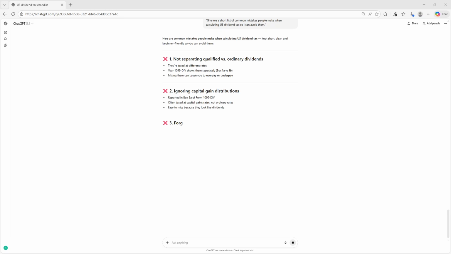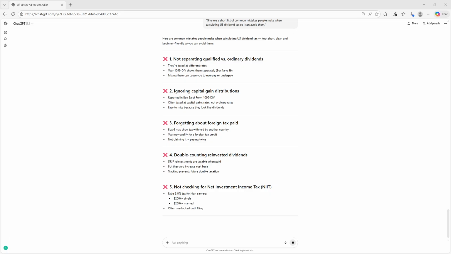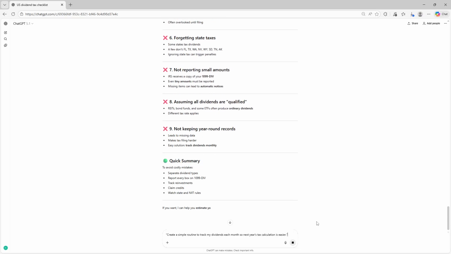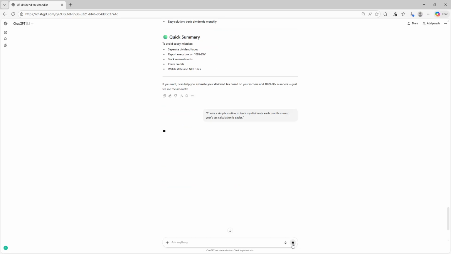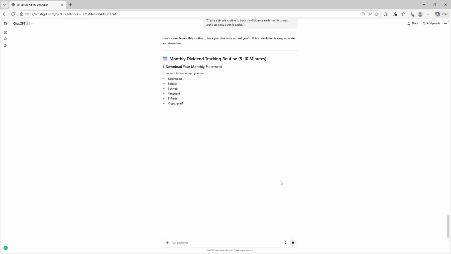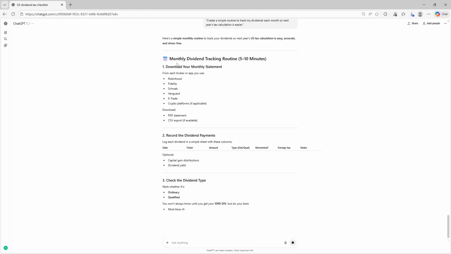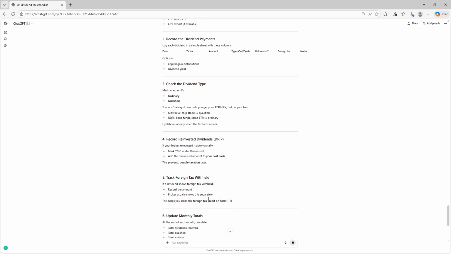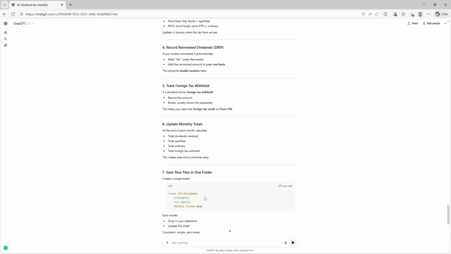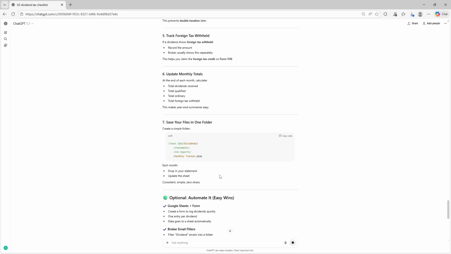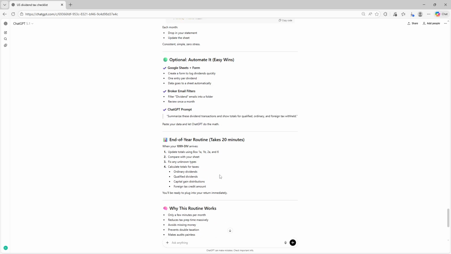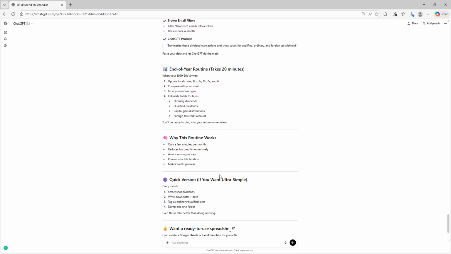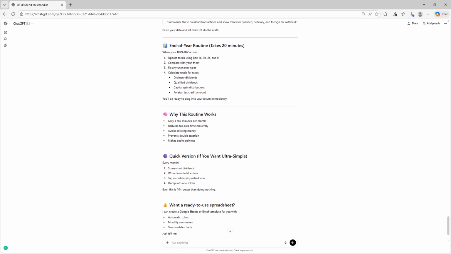Finally, stay organized with this follow-up habit prompt. Create a simple routine to track my dividends each month so next year's tax calculation is easier. And that's it. Calculating US dividend tax becomes much easier when you follow a clear structure and keep your documents organized throughout the year. Use these prompts, take your time, and always confirm tax details with the IRS if you're unsure. These steps work perfectly when used inside ChatGPT.